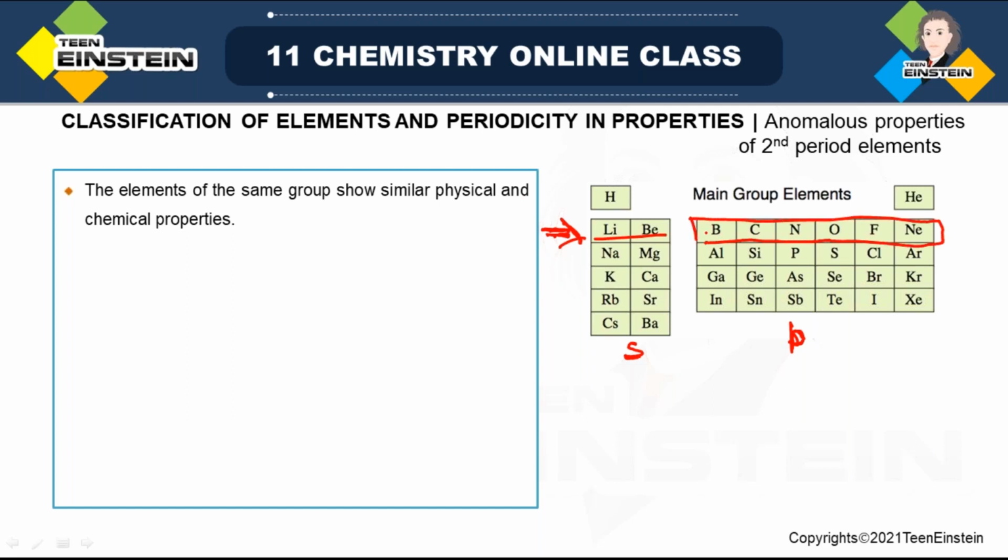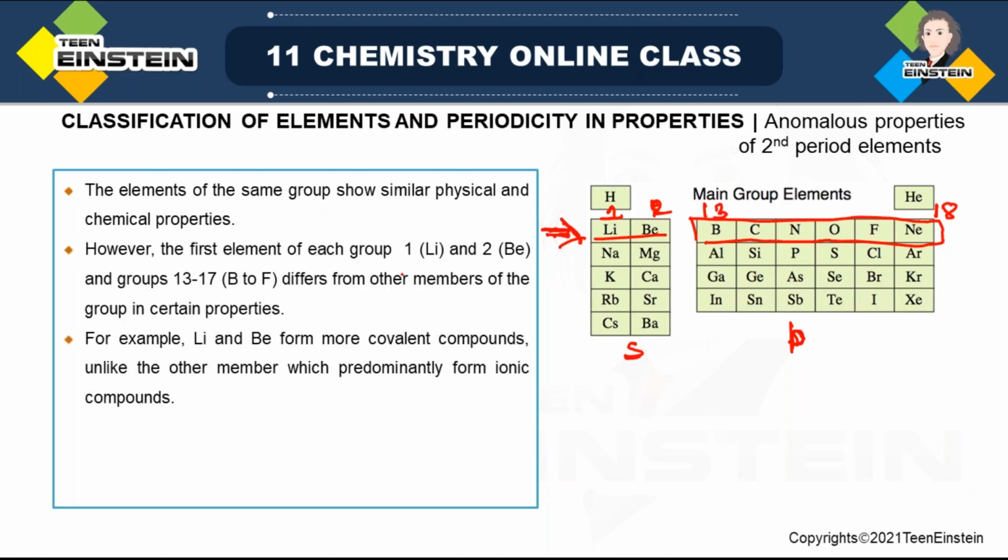Now main group elements, if we look at the first element for each group, for example, when I am talking about lithium, it is the first element of group 1. This is group 1. Beryllium, it is the first element of group 2. Then boron, the first element of group 13, and in this way up to neon. Okay. So elements of the same group, they show similar physical and chemical properties that we already know. So just you take any group, there will be some similarity in physical properties as well as chemical properties. But the first member, there is a little difference.